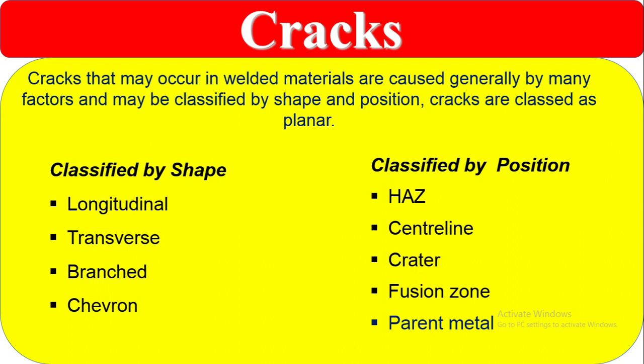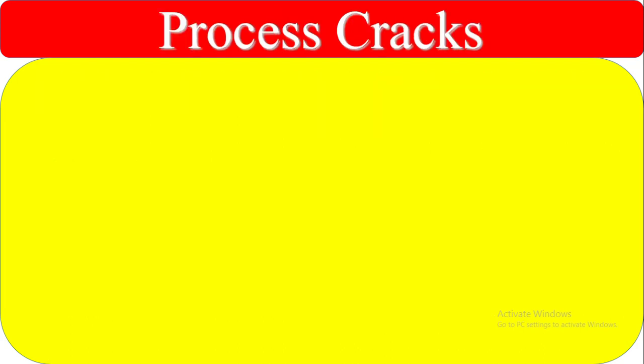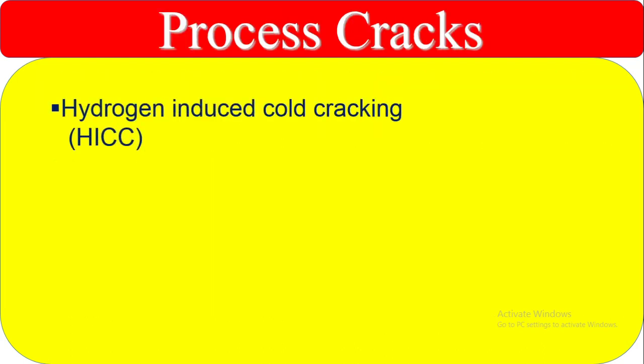Now we'll discuss process cracks, how process cracks are generated: when welding is ongoing, at that time the crack will be generated. The first is hydrogen induced cold cracking. You have to know the basic idea of this cracking. What is meant by hydrogen induced cold cracking?